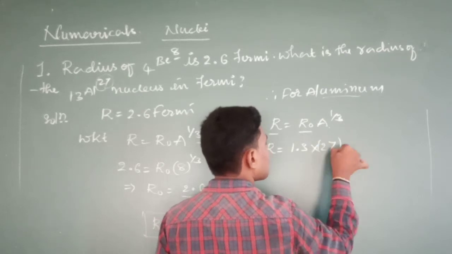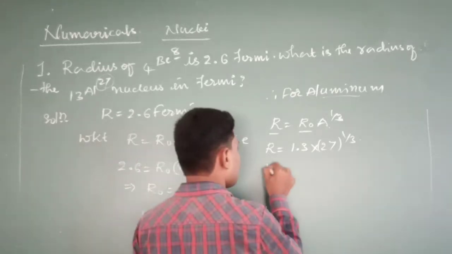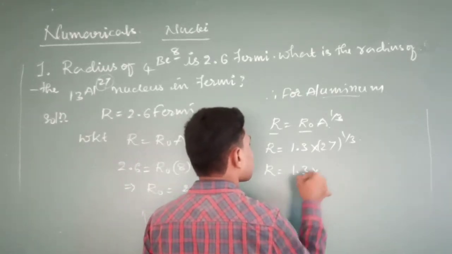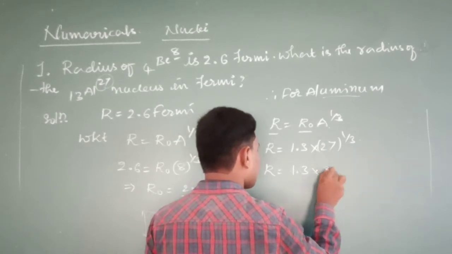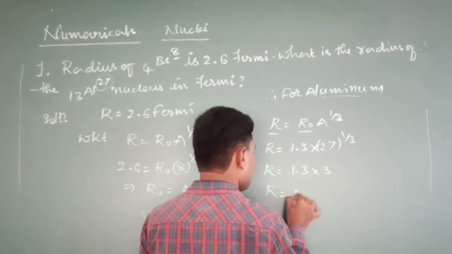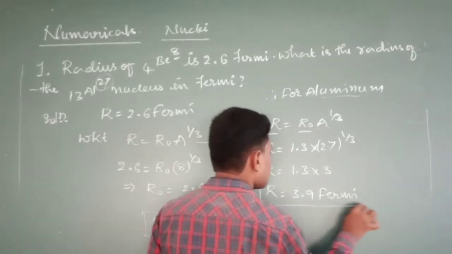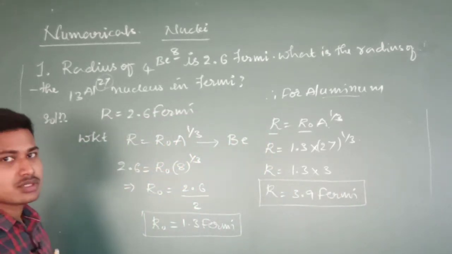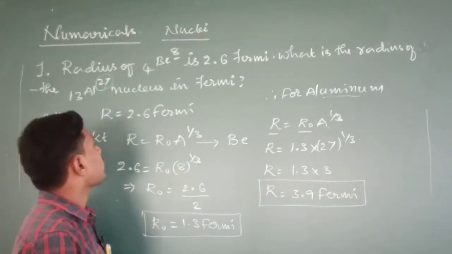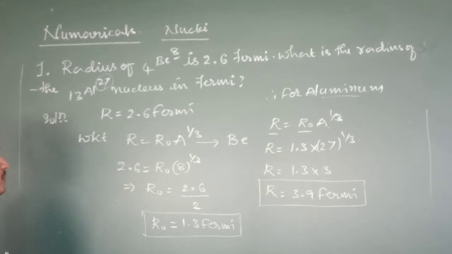Look at the nucleus, the mass number of aluminium is 27. Therefore, R equal to 1.3 into the cube root of 27. 3 3s are 9, 9 3s are 27, therefore 3. So R is equal to 3.9 Fermi, because R naught is in terms of Fermi. Therefore the answer is 3.9 Fermi. This is the answer for the nucleus of aluminium, 3.9 Fermi. Note it once.